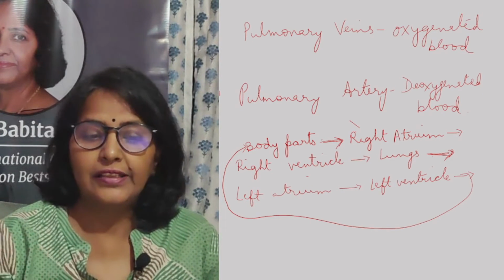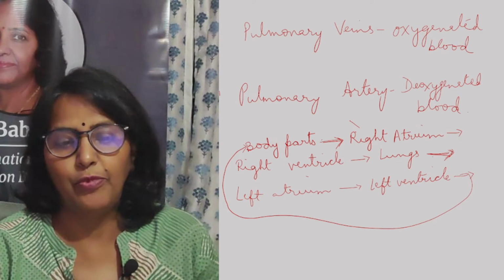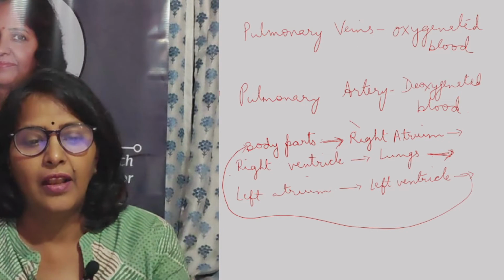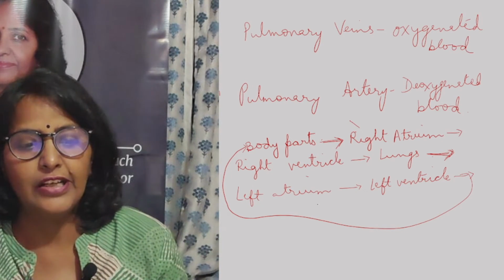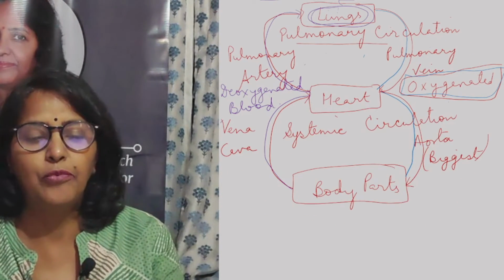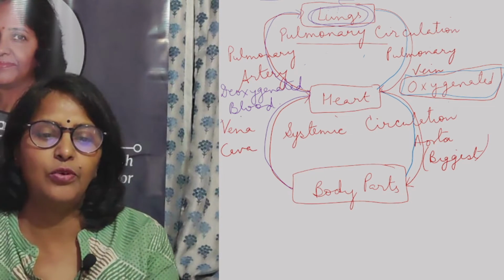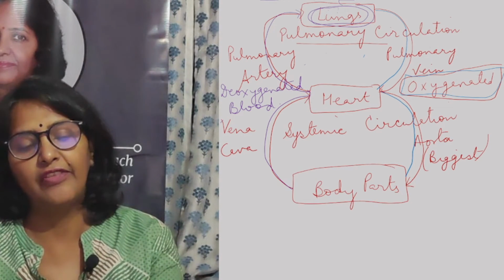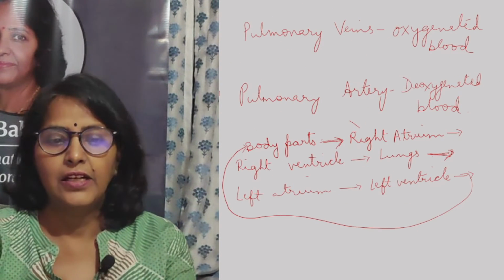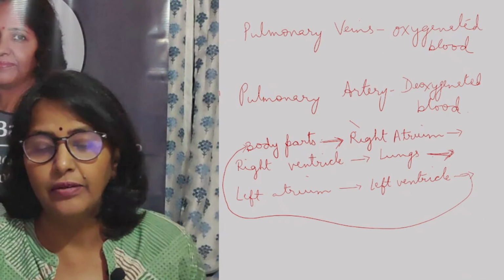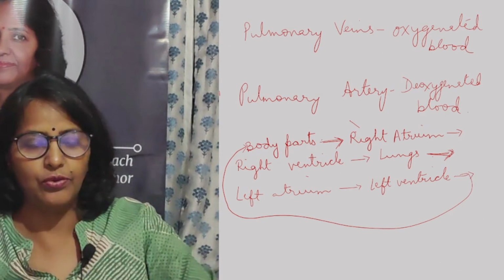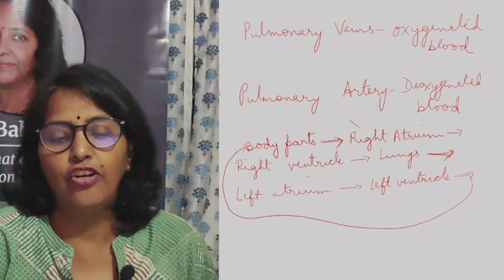The first circulation is known as pulmonary circulation, and the second one is known as systemic circulation. Body parts to heart is known as systemic circulation, as you just saw in this diagram, and heart to lungs and back to heart is known as pulmonary circulation. So this is how blood moves in the body, from the body to the heart to the lungs and back to the heart. So this is the cycle of blood flow.